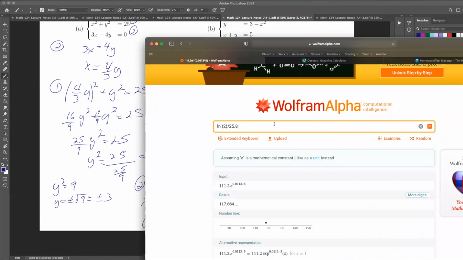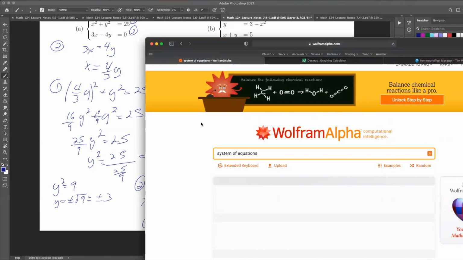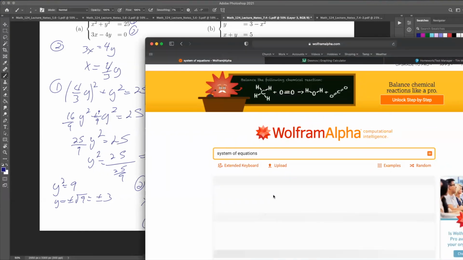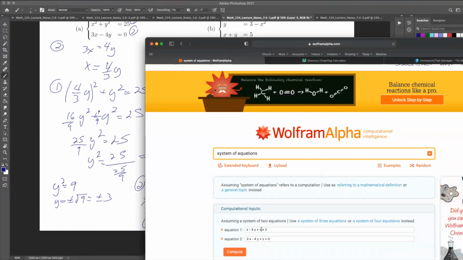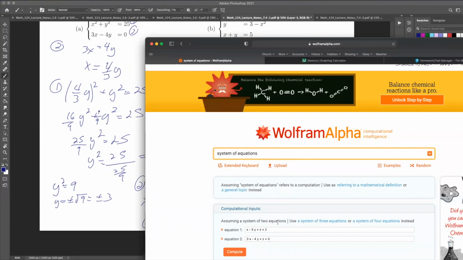Let's try Wolfram Alpha. Let's just try a system of two equations. I want to see how smart Wolfram Alpha is. So here, we're going to type in these exact same equations. Can I just copy and paste? Would that be just too convenient in life?